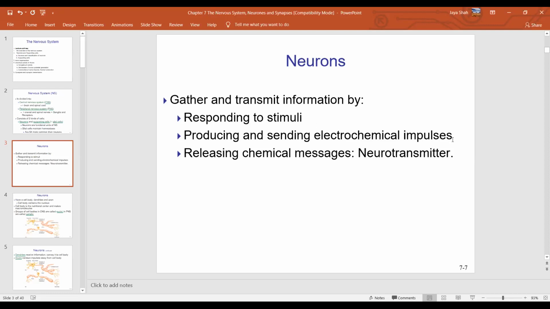And if there is one neuron from your toe to the brain, then there is no gap in between. But if there is a gap between neurons, then a neurotransmitter is released in between them to connect the two neurons. And that's how they release a chemical message through the neurotransmitter and communicate with other neurons.